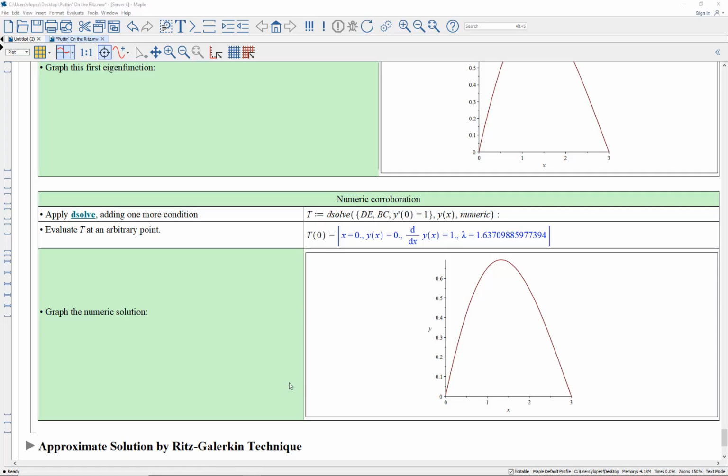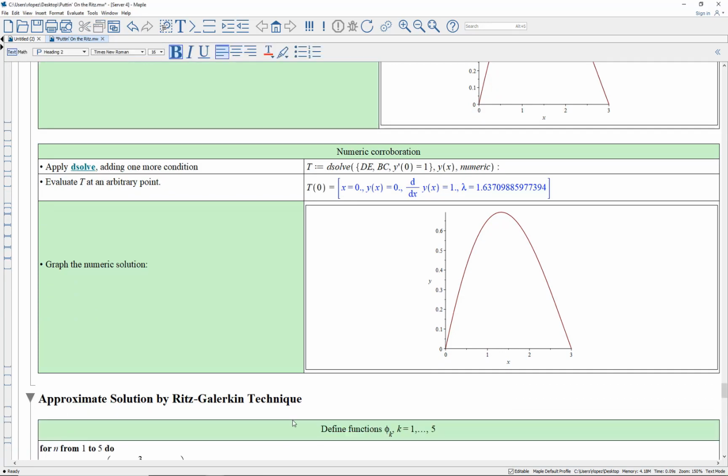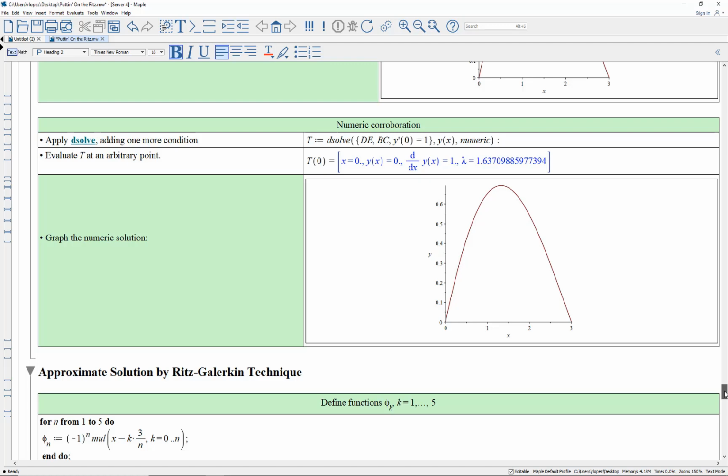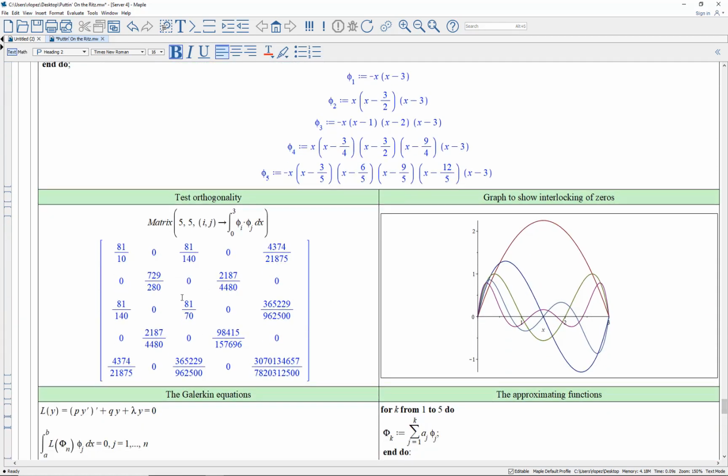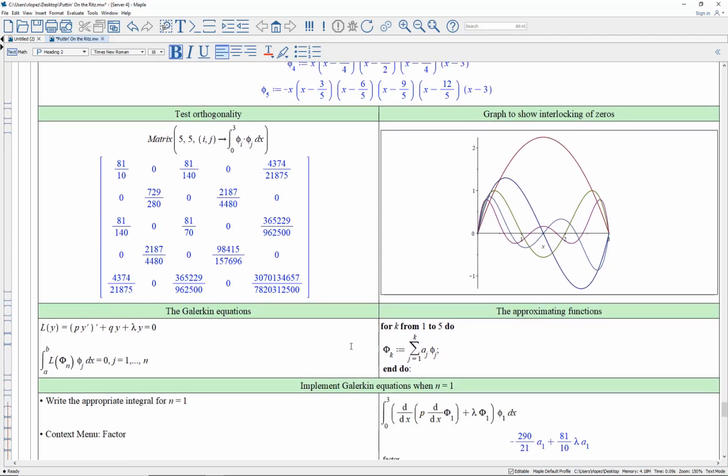Okay, so we have this problem that we can use to compare against. We have almost an exact solution. Let's try this Ritz-Galerkin stuff. I need some little phi k's, some basis functions. So phi 1 through phi 5, they satisfy the 0 endpoint conditions, right? At 0 and at 3, they go to 0. These are not orthogonal functions. I did all the integrals. This matrix of integrals is not diagonal, so these are not orthogonal functions. However, I constructed them to have this interlocking 0 property, which is a property that solutions to the Sturm-Liouville Eigenvalue Problem have. So I just thought it might be helpful to do that. I needed some functions, so I picked those.